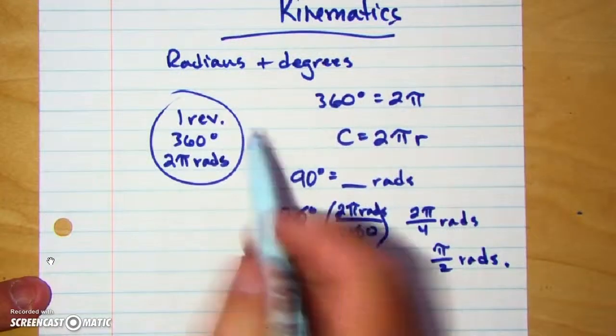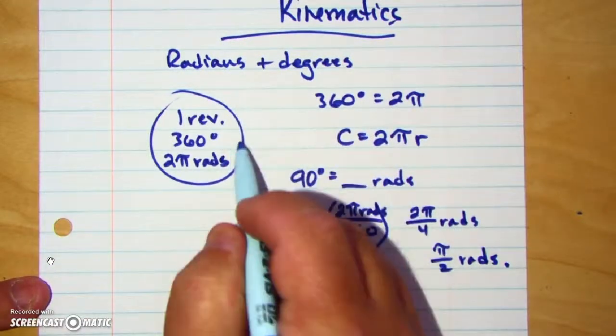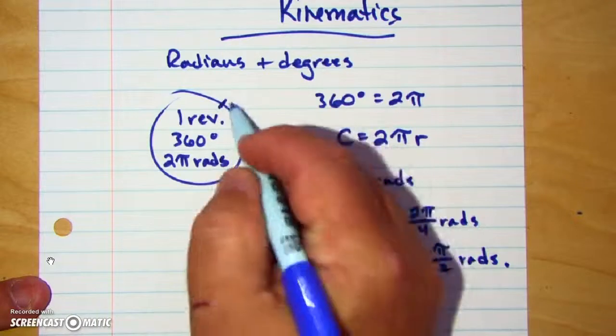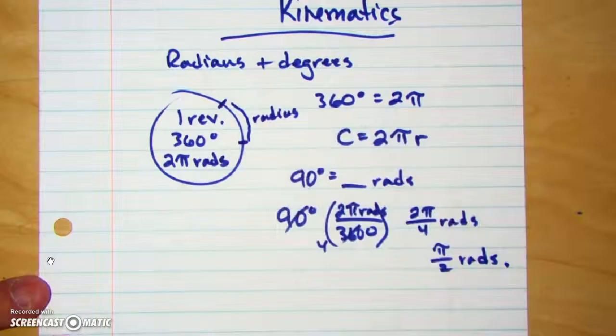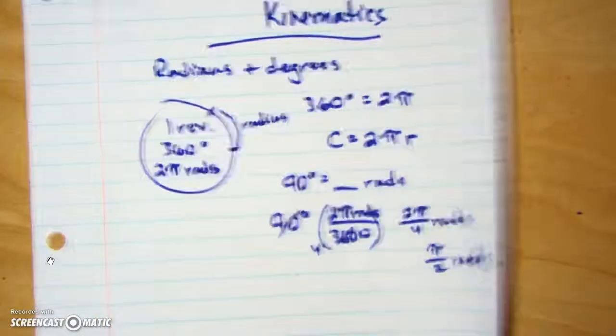Okay. A radian is nothing more than 1 radius out on the circle, the edge of the circle. So don't let radians confuse you. That's all really a radian is.